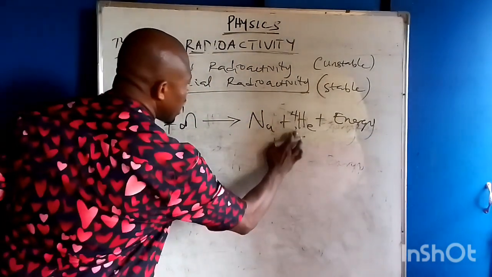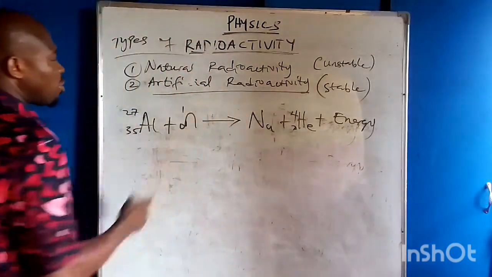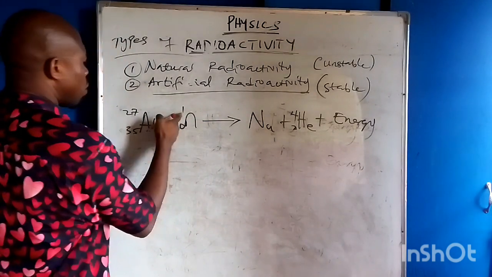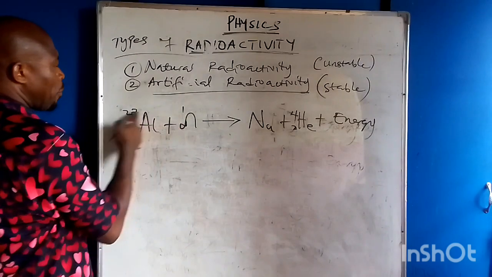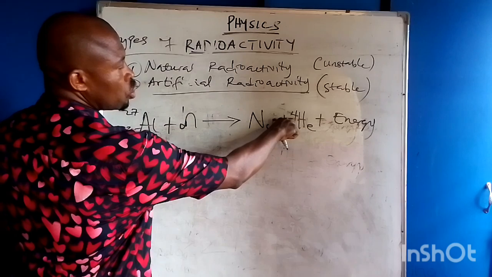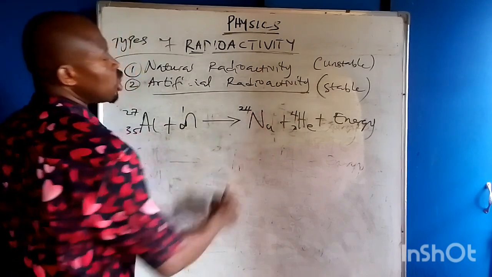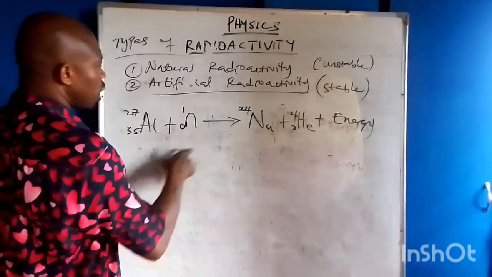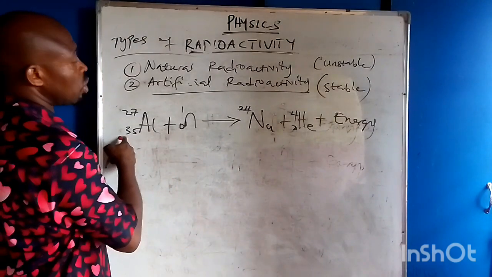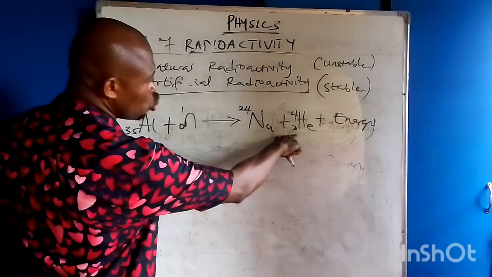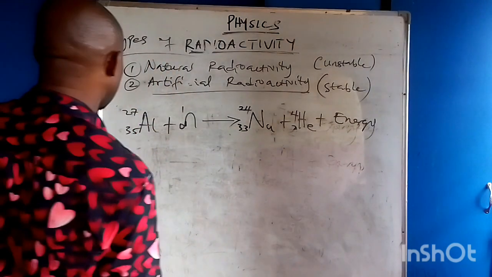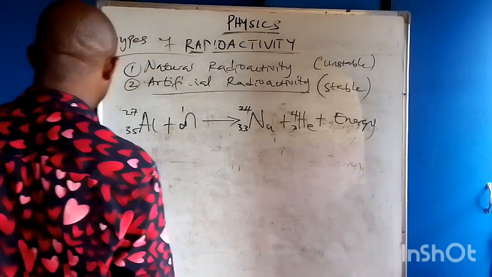Now, how do we get the mass number of this sodium? We add, because this is bombarded: 1 plus 27 is 28. Then 28 minus 4 gives us 24. The neutron's atomic number is 0, so adding 35 to 0, it still remains 35. 35 minus 2 gives us 33. So this is sodium.